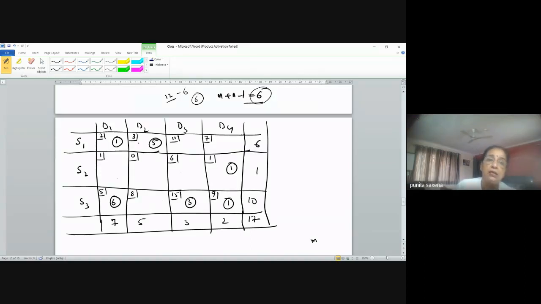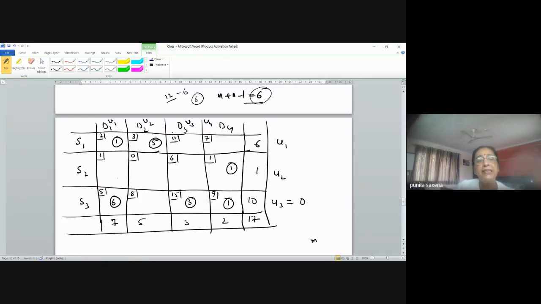Now, as I was saying, your occupied cells are going to give you your values of U1, U2, U3. Now see, what will happen is that we will have U1, U2, U3, and we will have V1, V2, V3, V4, because we have 4 columns and 3 rows, right? Now, if I just look at the columns or the rows here, I observe that I have made maximum allocations in the 3rd row. यहाँ पे 3 दी हुई है ना, right? So what I'll do is I'll put U3 equal to 0.